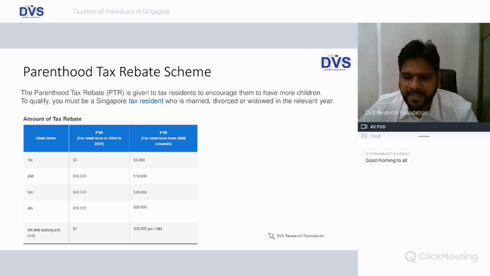This is also one of the ways the Singapore government is trying to motivate its citizens and residents to have more children in Singapore. And this is a good sign of what the Singapore government is doing to encourage them to also have a means of livelihood in Singapore.